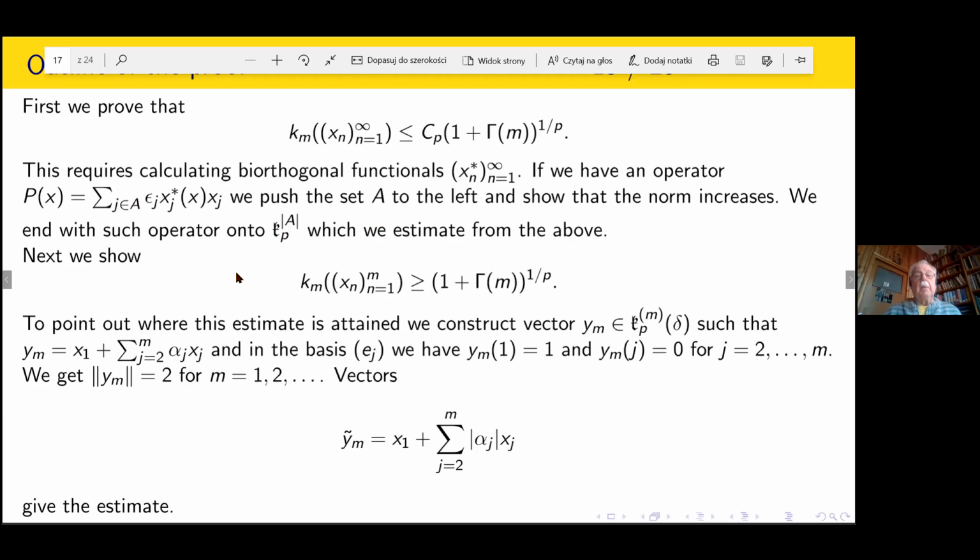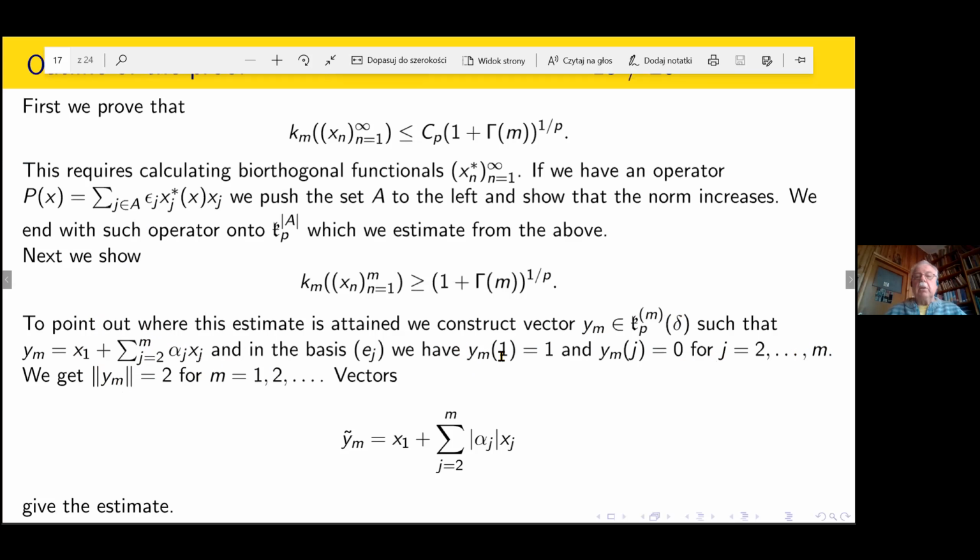And to go backwards, I mean, to the other estimate, we only have to work with this K_p^M. That means with the first M vectors, x_1 to x_k. And basically, we construct the vector y_m for each M, which is in here, so it's of this form. But basically, it is 1 at the first place and 0 on all the other places, obviously only as long as we can. That means up to the M.